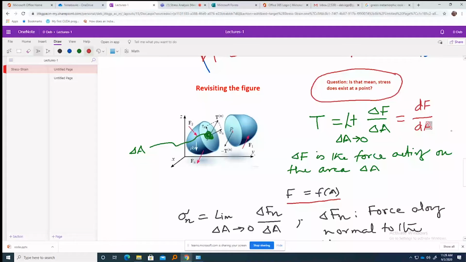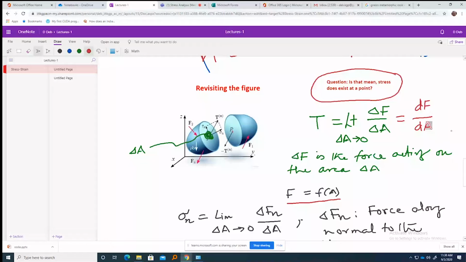But the question is, the force is also getting towards a minimum value, so that the derivative exists, or the limit as delta A tends to 0, del F by del A, exists. That limit exists. And that means it's a continuous function with the area. So force is a function of area when we have to calculate the traction or the stress. Okay.